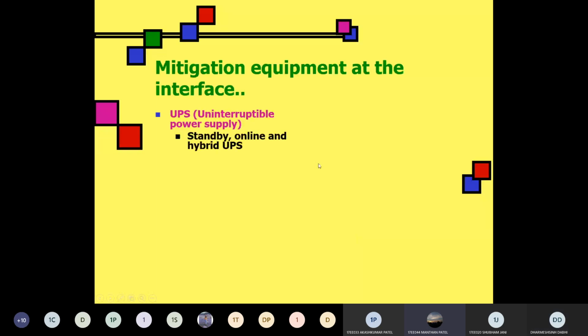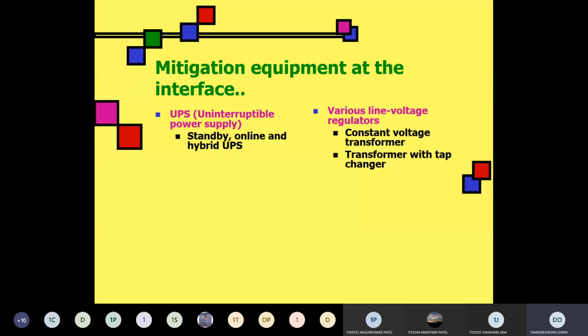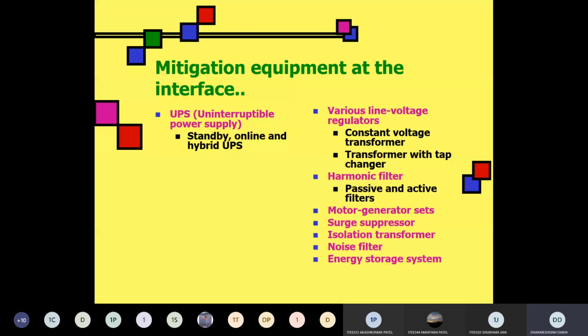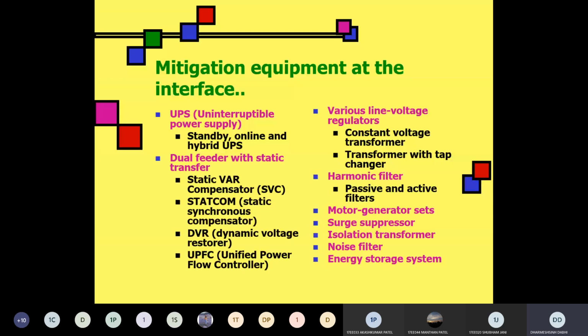Yes, sir. Okay, so in the last lecture, we studied the different types of techniques or devices used to mitigate the power quality problems like UPS, voltage regulators, harmonic filters, motor generator set, surge suppressor, isolation transformers, noise filter, energy storage system. As well as the FACTS devices like static var compensator, STATCOM, static synchronous compensator, dynamic voltage restorer, and unified power flow controller, UPFC.